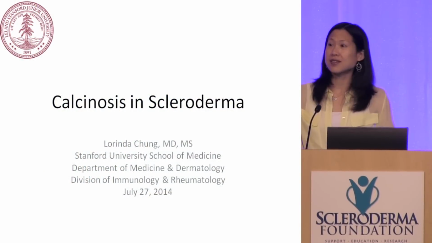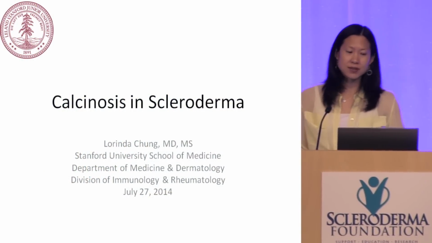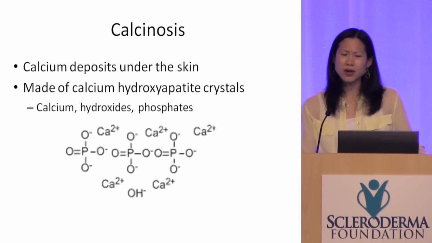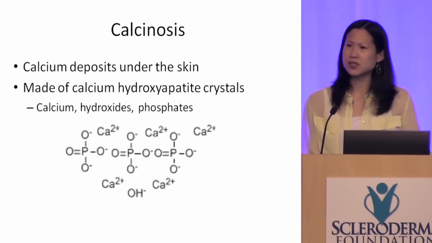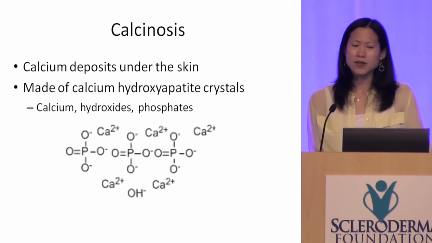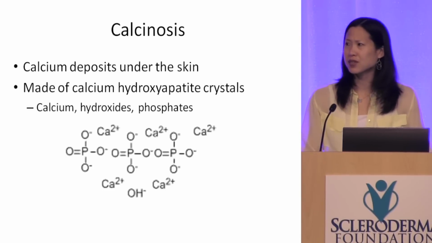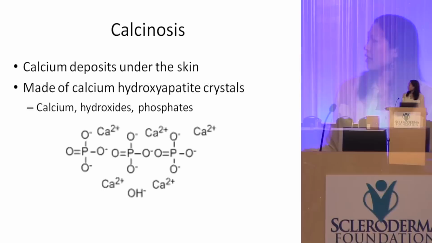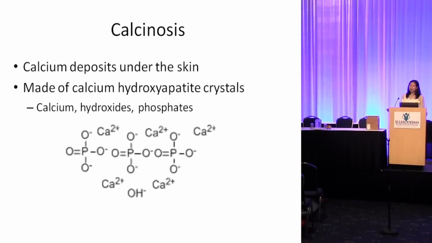So what exactly is calcinosis? Well, it is calcium deposits under the skin. And what are these calcinotic lesions made out of? They're made of calcium hydroxyapatite crystals, and you can see the chemical structure here. And basically it shows that there's calcium, there's hydroxides, and there are phosphates in the chemical structure of calcinosis.